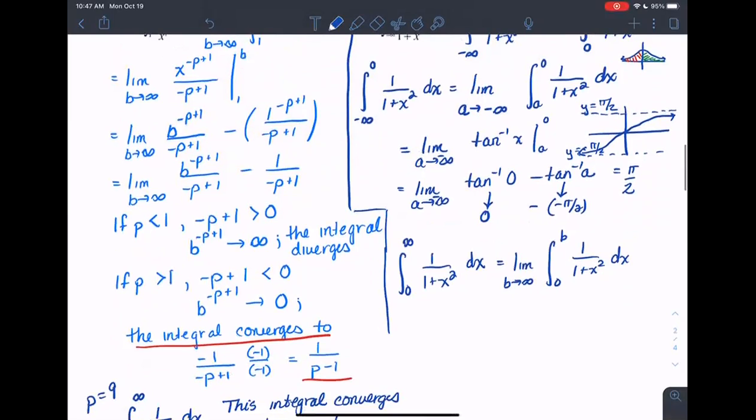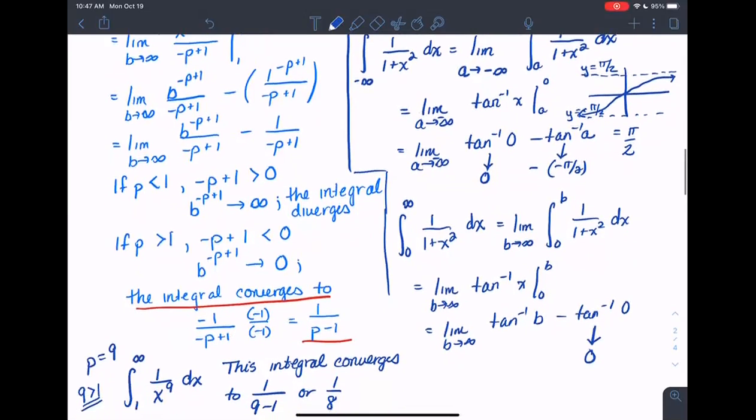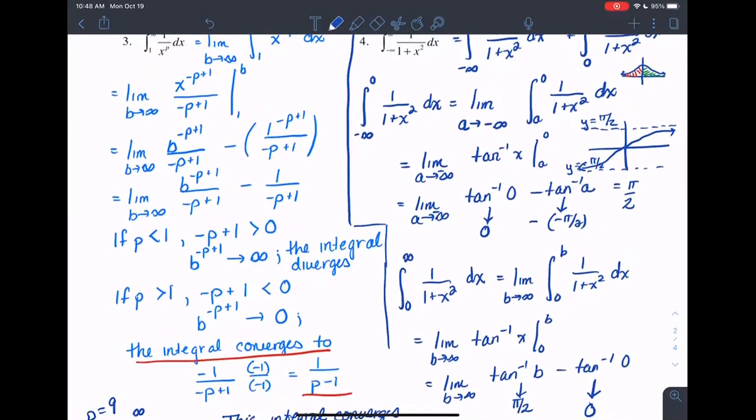The integral is still equal to the tangent inverse. So we've got the limit as b goes to infinity of tangent inverse b minus tangent inverse 0. That's still 0, and that's heading off to pi over 2. So the first integral converged to pi over 2. The second integral converged to pi over 2.